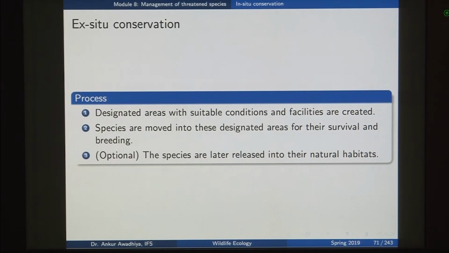You create facilities in terms of veterinary care. What are those designated areas in your zoo where, if an animal is suffering from a disease, you can take it out and give it some veterinary treatment? So, all these facilities are created, and once you have these facilities, the species are moved into these designated areas for their survival and breeding. In a number of areas, you also do captive breeding of these animals. And then the third stage is optional, when the species are later released into their natural habitats. So, that is the ex situ conservation.